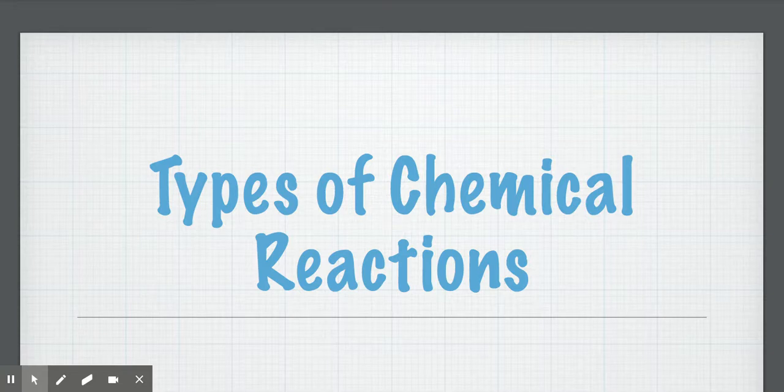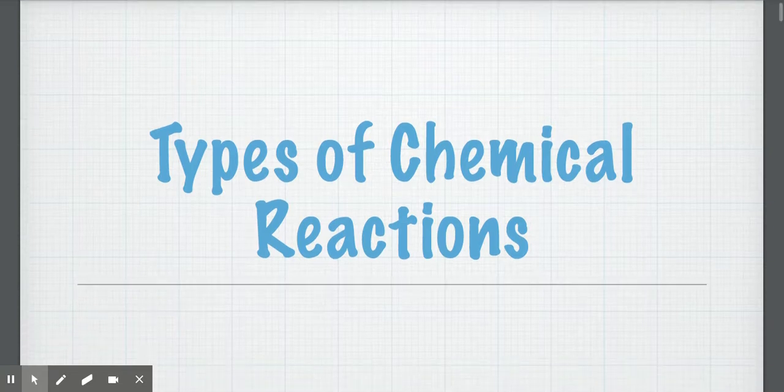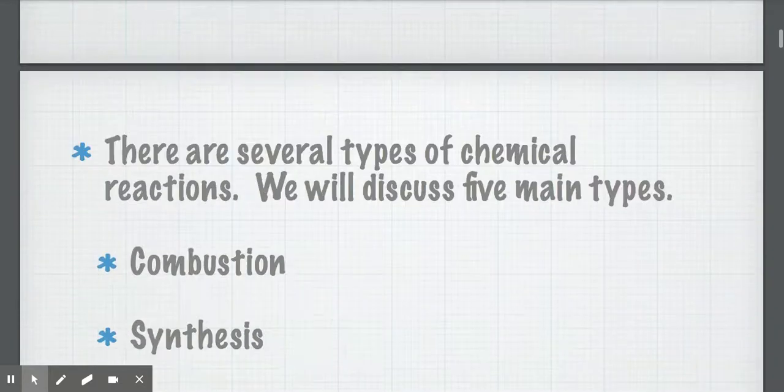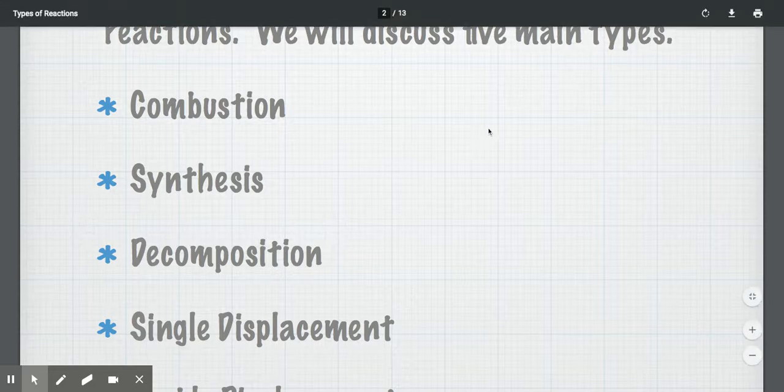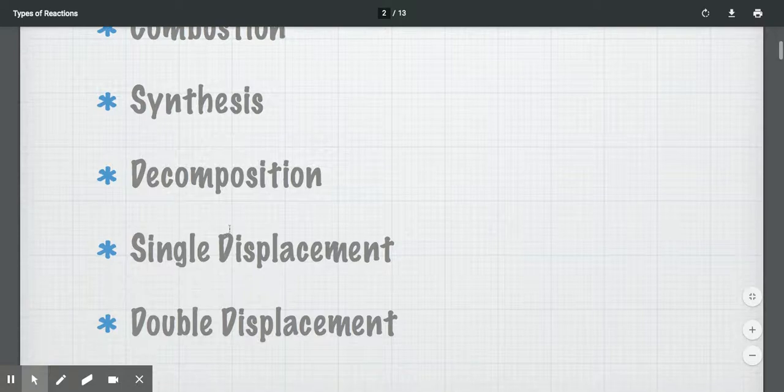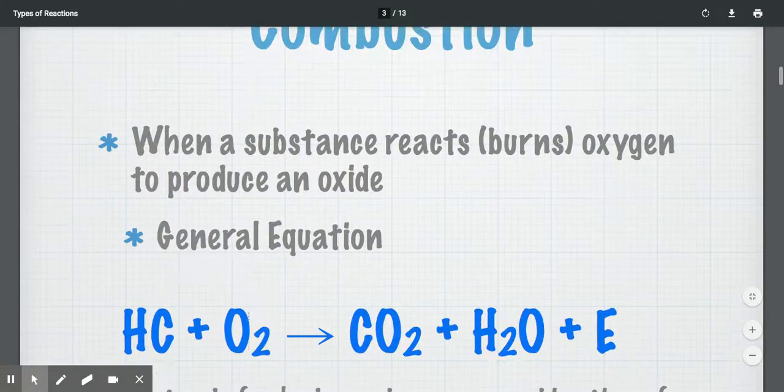So today, we're going to look at the different types of chemical reactions, and even more important, we're going to look at categorizing them. If you are able to categorize chemical reactions, you can actually predict what's going to happen when you mix two chemicals together. By understanding types of chemical reactions, you can understand that when I mix A and B together, I'm going to get this. We're going to discuss 5 main types: combustion, synthesis, decomposition, single displacement, and double displacement.